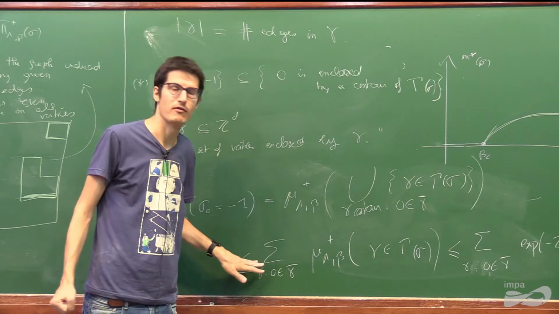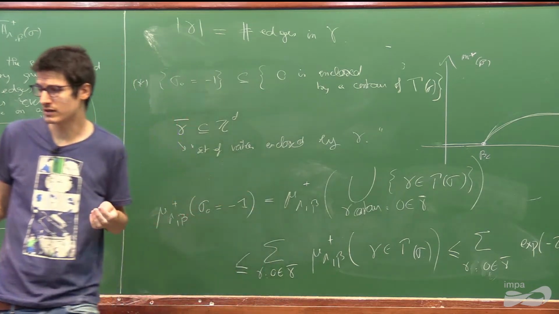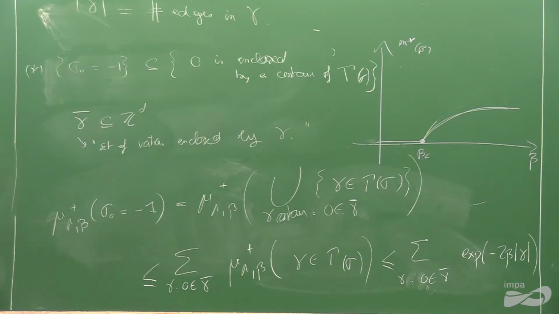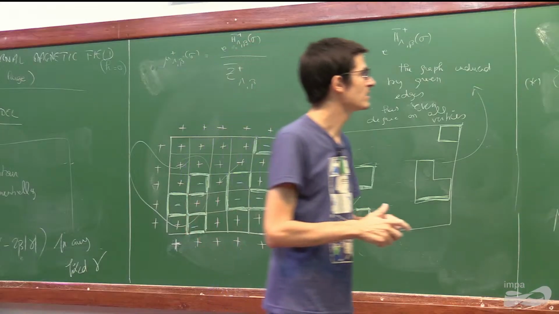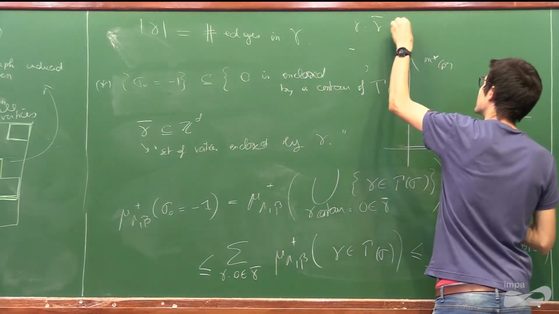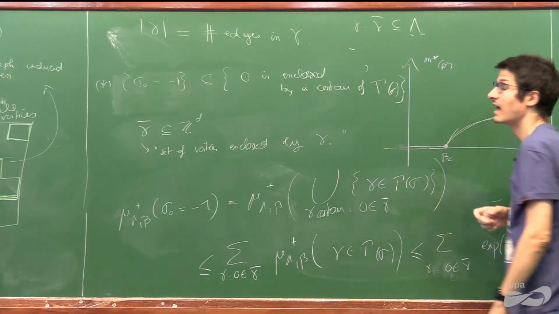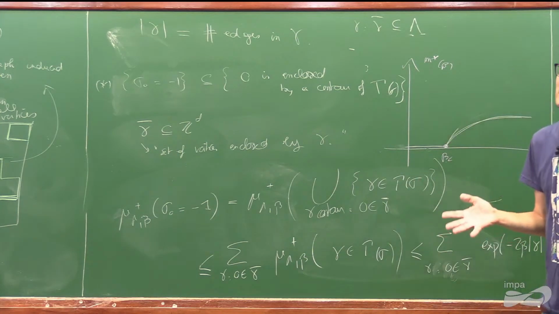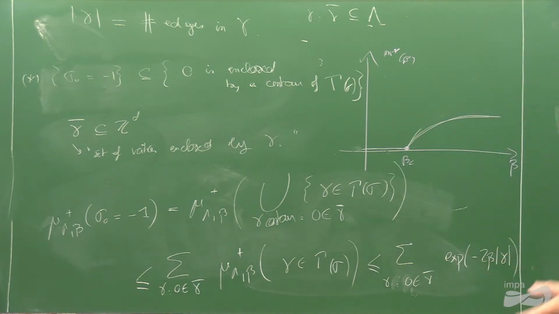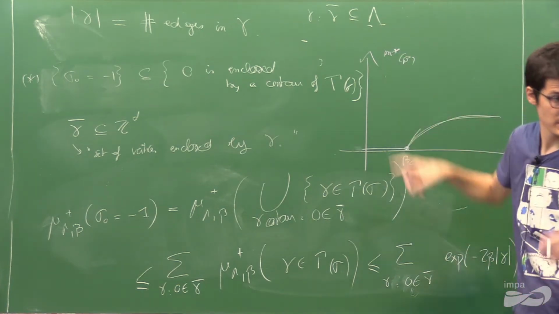I'm just summing over every contour here. But if you prefer, you can sum over contours that are included in the box, so gamma subset of gamma lambda, and then just bound the sum above by taking away this restriction.